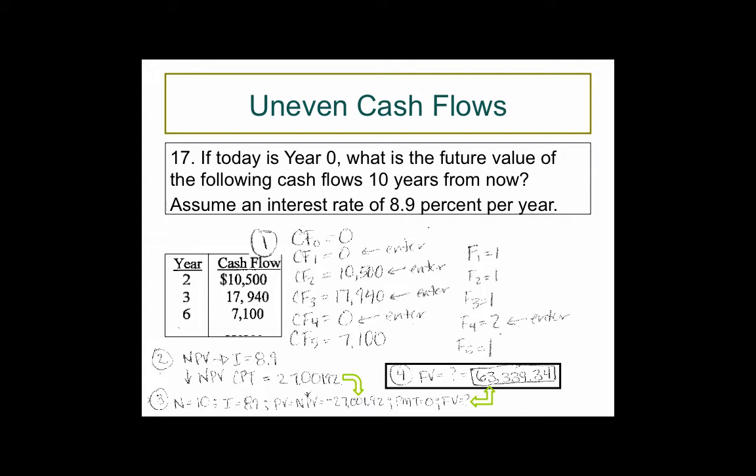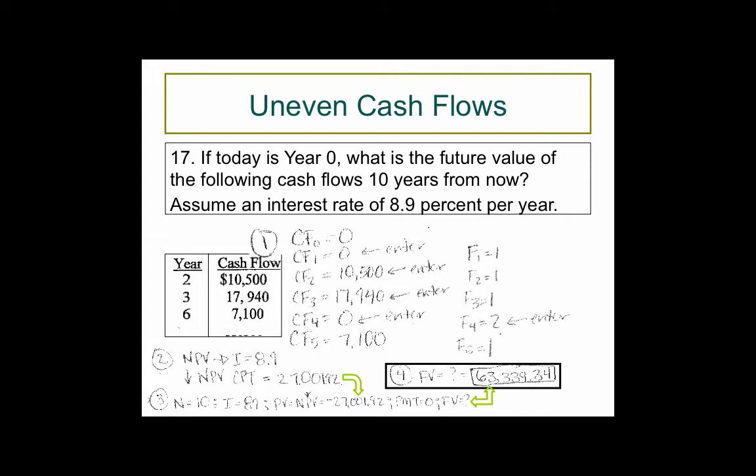If you don't like that and you wanted your cash flow 6 to be year 6, then you could have kept frequencies at 1 for both of those years, and then you would have been able to have cash flow 6 at 7,100. But I changed my frequencies just to make my life a little bit quicker, and I'm going to put cash flow 5 equal to 7,100. I'm going to hit enter, and my frequency here will be 1. Okay, so now that I got everything locked in, I'm going to hit NPV.